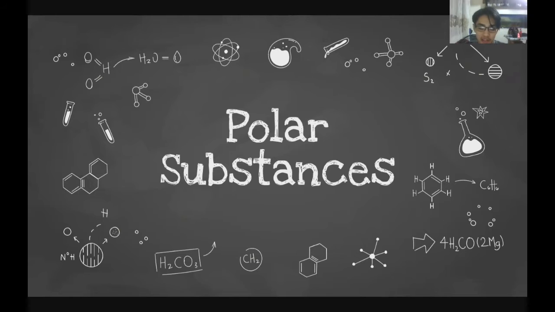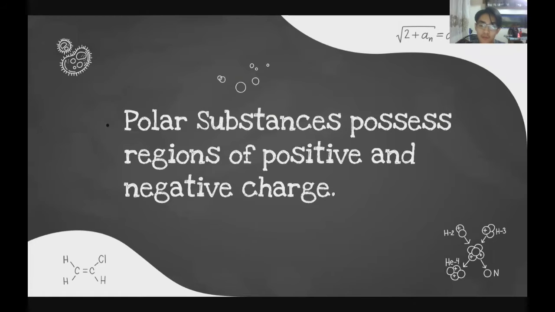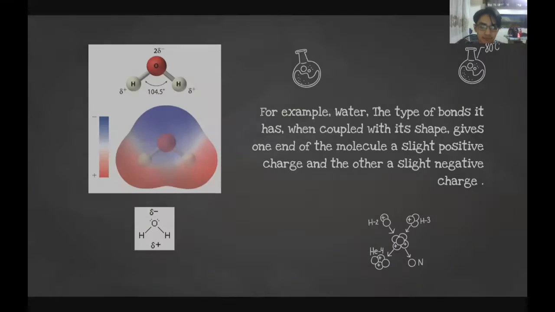So what is a polar substance? Polar substances possess regions of positive and negative charge. For example, water. The type of bond it has, when coupled with its shape, gives one end of the molecule a slight positive charge and the other a slight negative charge. As you can see in the figure, oxygen has a negative charge and hydrogen has a positive charge, which means the bond water has is polar, which makes it a polar substance.